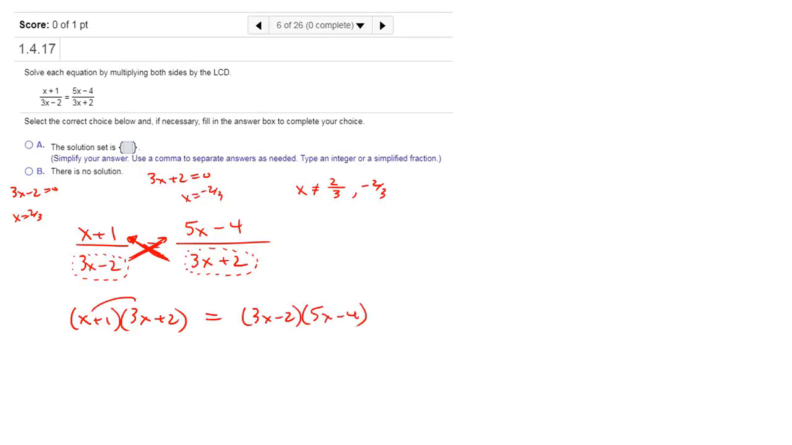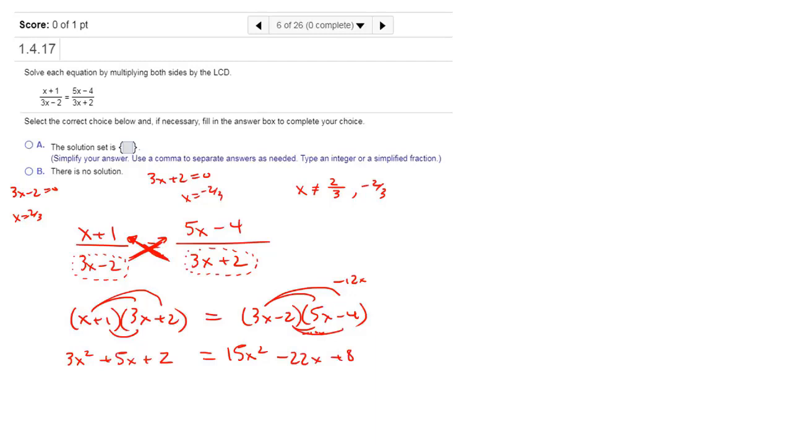Let's go for it just real quickly. Multiplying these out, this should be a 3x squared. This would be a 2x plus 3x makes 5x. And a 2 times 1 is a 2 at the end. Over here, this would be a 15x squared. Let's see, minus 12x. This would be minus 10x, so minus 22x. And then we got ourselves a plus 8.